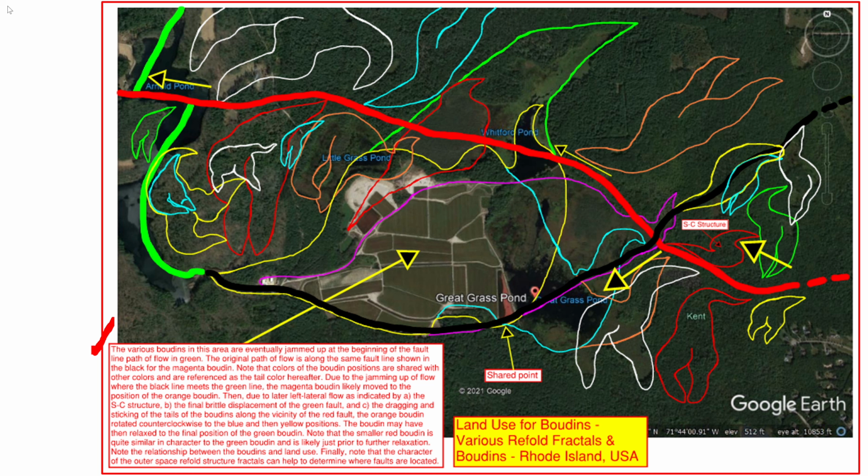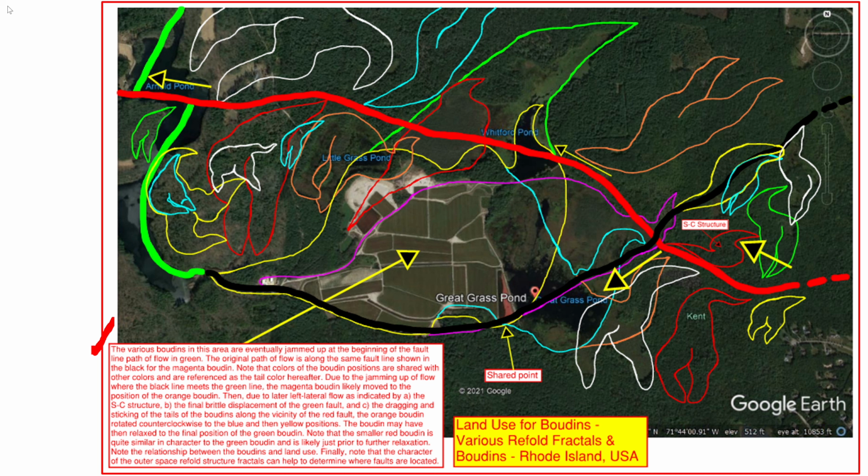Due to the jamming up of flow, where the black line meets the green line, the Magenta Boudin likely moved to the position of the orange Boudin. So look at the tail. You see the orange tail. Then, due to later left lateral flow, as indicated by A, the SC structure, shown in red; B, the final brittle displacement of the green fault.